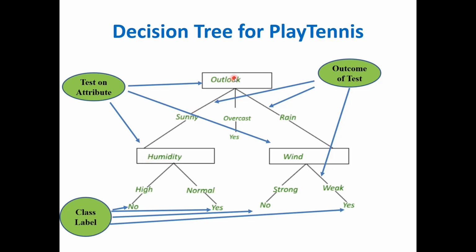So every node in the decision tree is nothing but an attribute, or we can call it a feature. And these leaves, yes, no, are our output classes, that is the class label. So these are the basic things we need to understand.